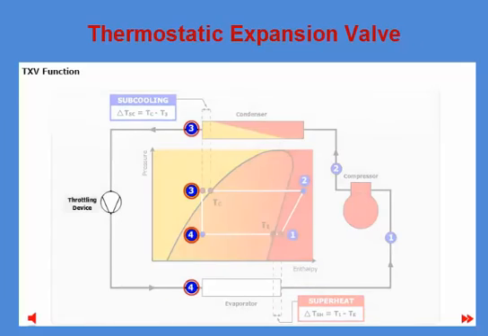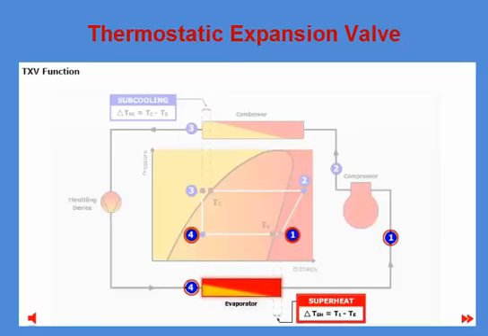Then, between points 3 and 4, the liquid refrigerant expands because of the pressure drop in the throttling device, thereby dropping in both pressure and temperature. Refrigerant leaves the throttling device as a mixture of vapor and liquid at low pressure. Finally, between points 4 and 1, the refrigerant is heated in the evaporator, thereby evaporating the remaining liquid to vapor. Refrigerant leaves the evaporator as superheated vapor. Pressure is not changed in the evaporator.